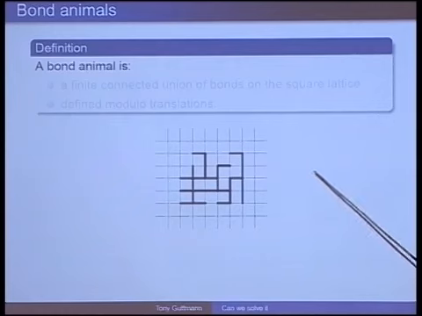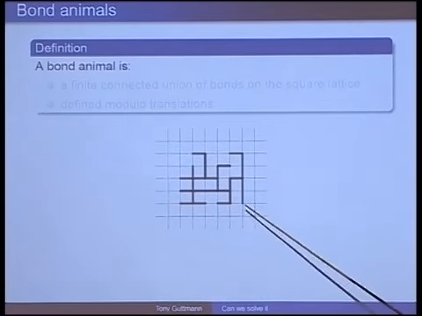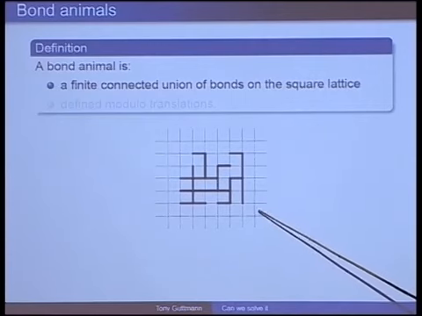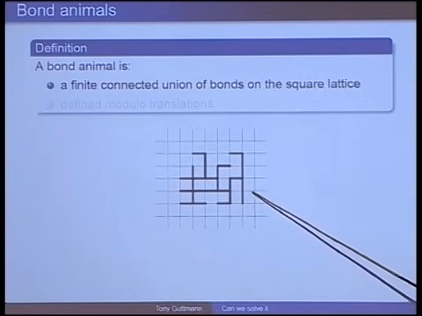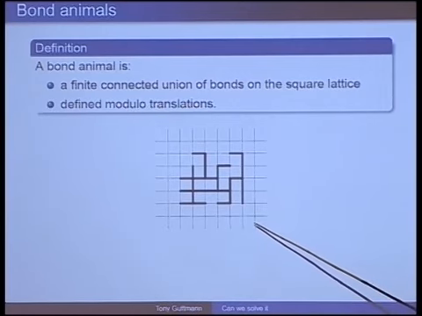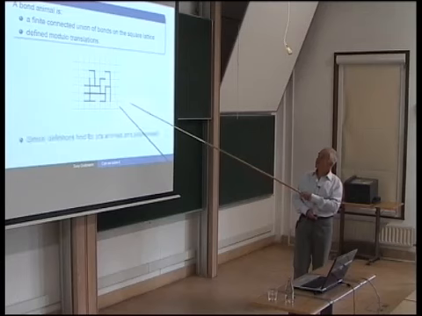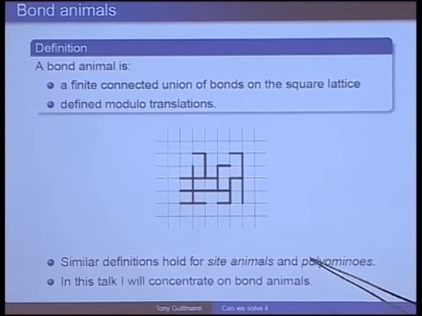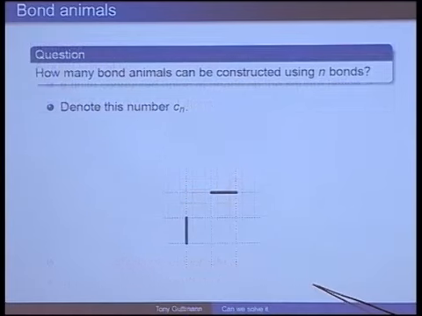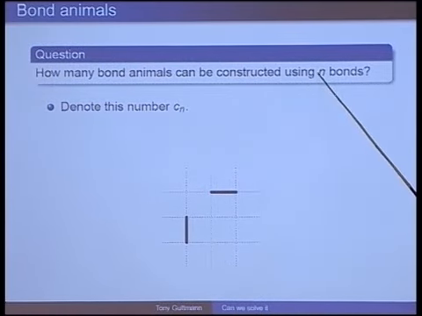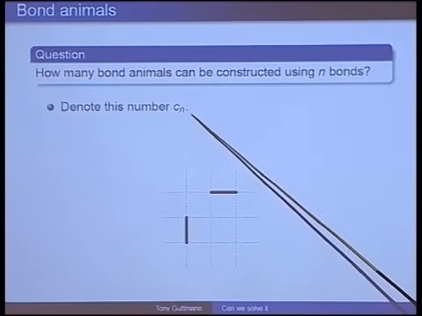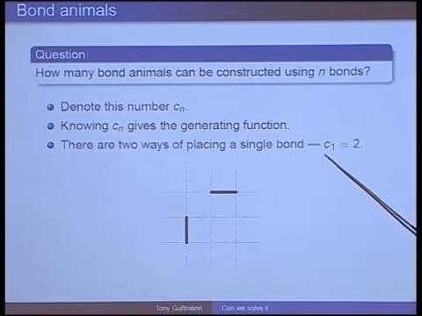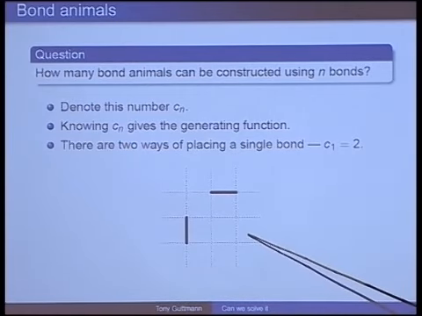Once we've embedded this object, in this case in Z2, I'm going to look at bond animals and self-avoiding polygons now. So a bond animal is a finite connected union of bonds on the square lattice, and it's defined modulo translations. And we're interested in how many of these there are. Similar definitions hold for site animals, polyominoes, polygons, etc. In this talk I'll concentrate on bond animals, and if we start asking how many can be constructed using n bonds, denote this number C subscript n, and knowing Cn of course gives the generating function. So if we start counting, C1 is 2, we can place a bond vertically or horizontally.